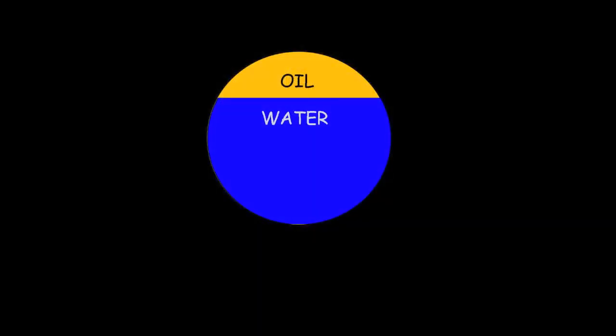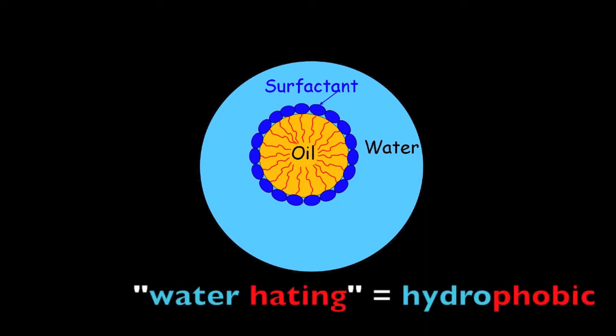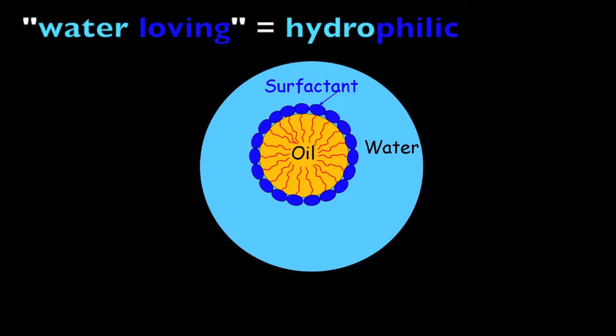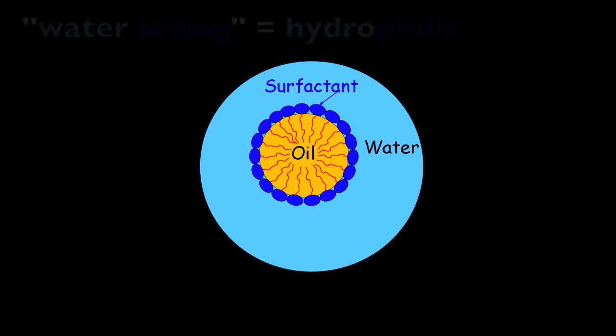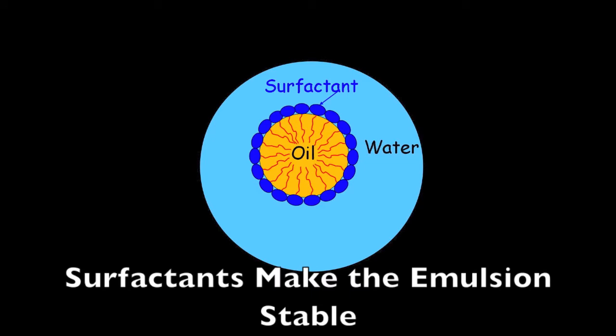Unfortunately, if there is nothing to stabilize the emulsions, they begin to separate immediately. In order to stabilize the emulsions, chemicals called surfactants or emulsifiers are added. Surfactants form aggregates, where the water-hating or hydrophobic tails form the inside of the aggregate, and the water-loving or hydrophilic heads are in contact with the water surrounding it. This means that the surfactants essentially surround the emulsion and make it more stable.